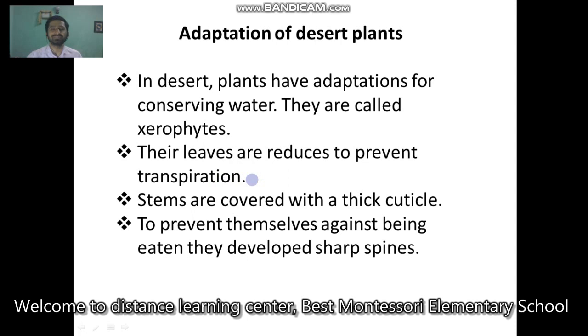transpiration. Transpiration is the process of throwing out excess water from the body of the plant, and it is done by the stomata. Now, since they are in an environment where there is a lack of water, they have to reduce this throwing out of excess water, that is transpiration. That's why leaves are reduced, and these reduced leaves are present in the form of thorns, in the form of spines. They are covered with a thick cuticle because loss of water is a major issue here.